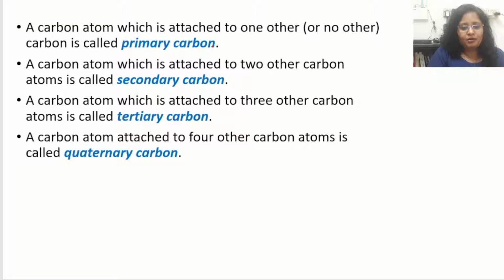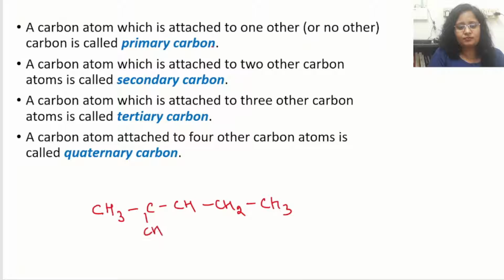Let's have an example. If we have a carbon chain, and CH3, this is a kind of carbon alkane. So, using this example, I will explain what primary, secondary, tertiary and quaternary carbons are. In any structural formula of an alkane, there are four types of carbons we can get.